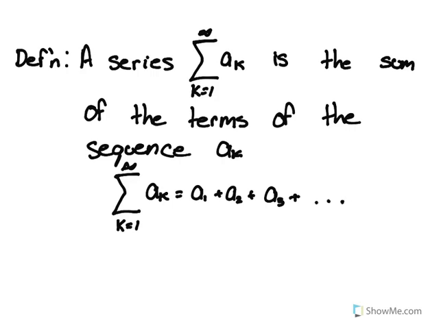Notice that we're using the same sigma notation that we talked about at the beginning of this course, with the only difference being that instead of having an ending value of m, we have the ending value infinity. Also, we refer to ak as the kth term in the series.